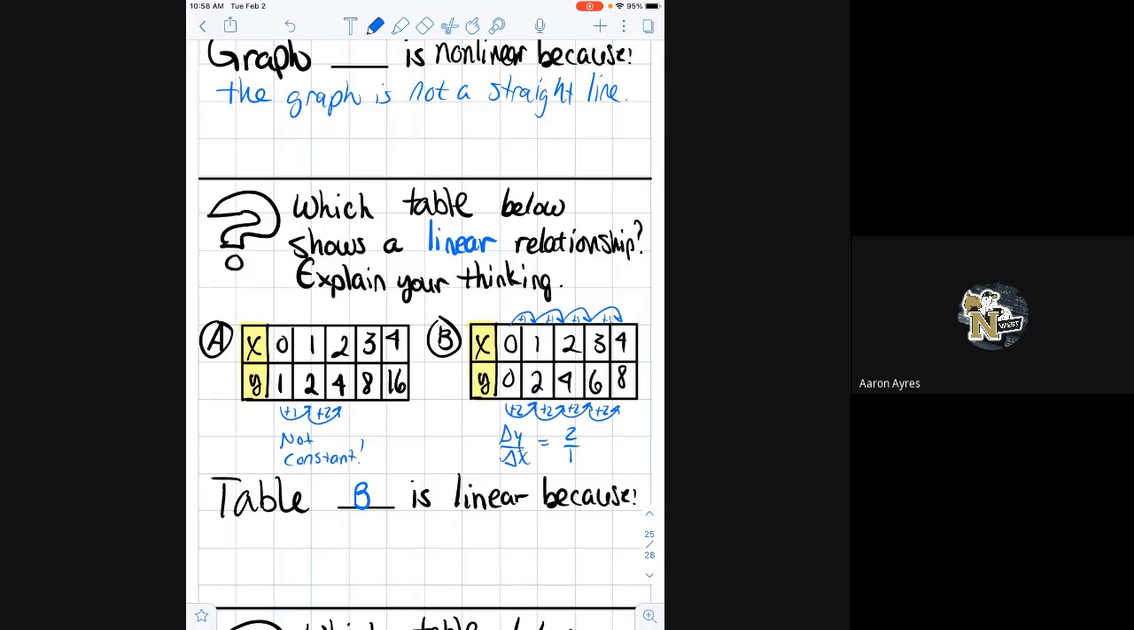So table B is linear because the rate of change is constant. Everybody okay with that? That's all we have to say, all right? That's it.